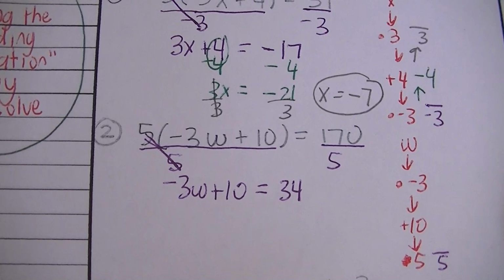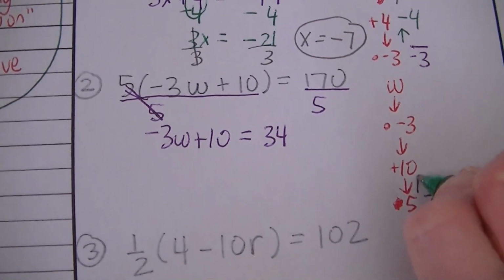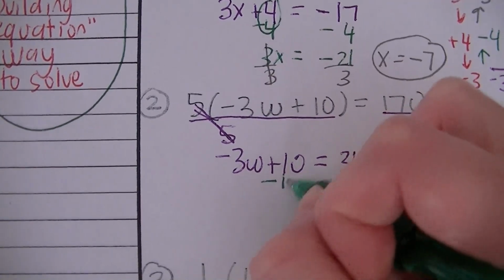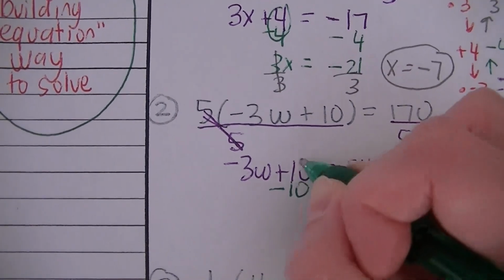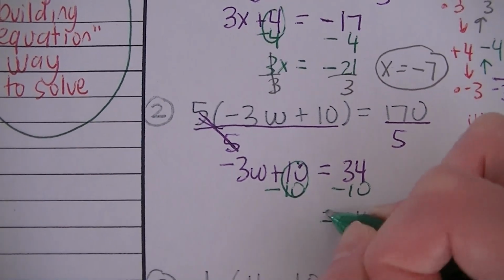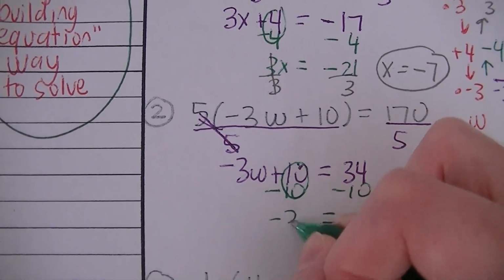Okay, now you're going to go on back up. Inverse operation of plus 10 is to subtract 10, and you're going to do that to both sides of that equal sign. 10 take away 10 is 0. 34 take away 10 is 24. Rewrite everything, bring down that -3w, okay?